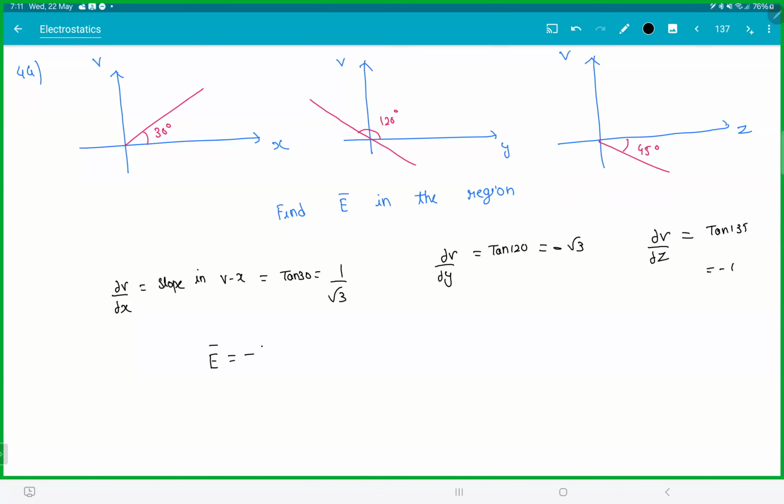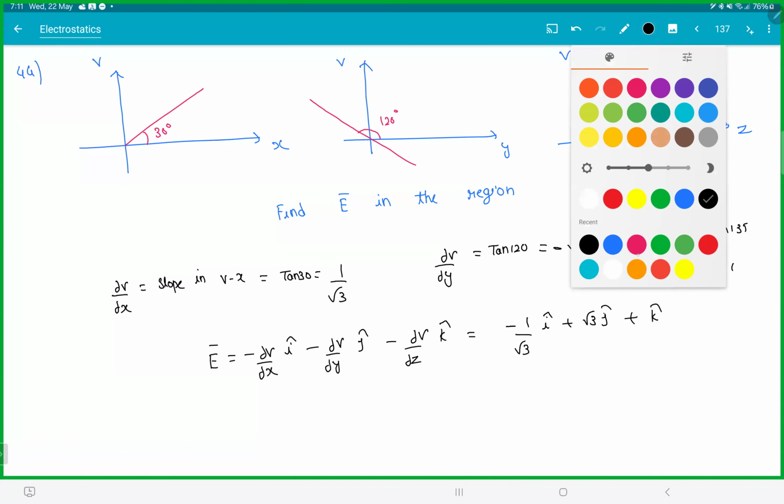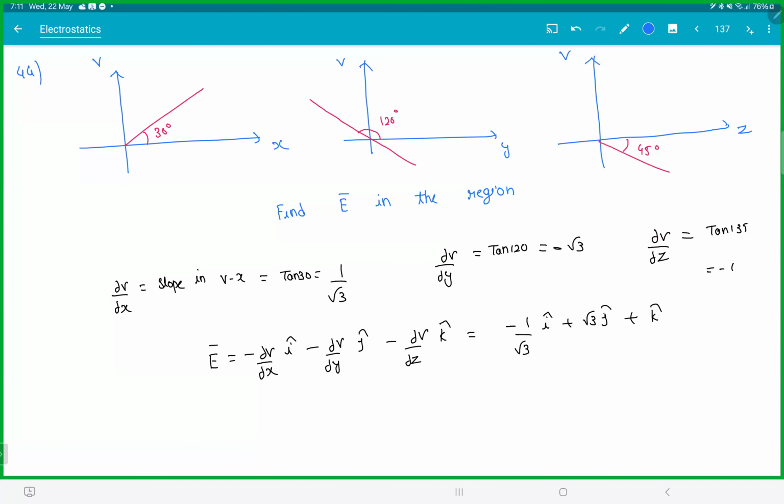The field is minus dou v by dou x i cap and so on. Most common mistake, people forget the minus sign. You just need to find the slopes and put a minus sign. Minus 1 by root 3 i cap, root 3 j cap, and k cap. Easy? Next thing.